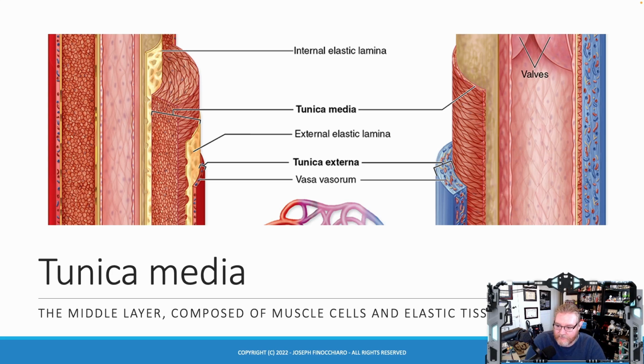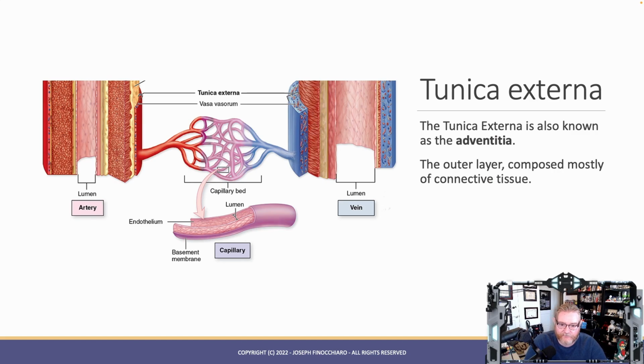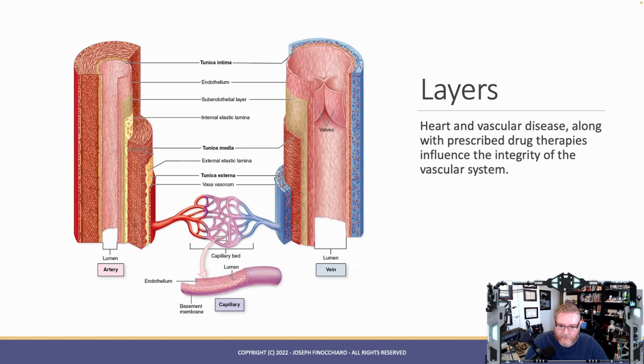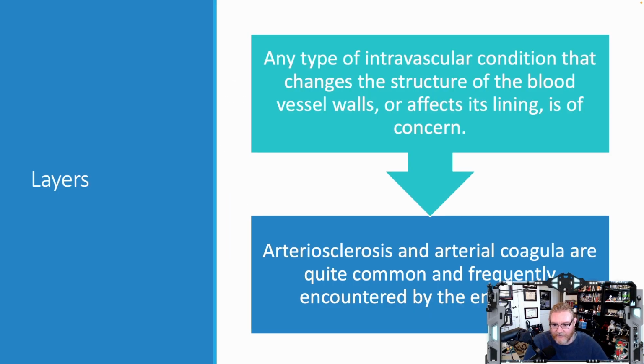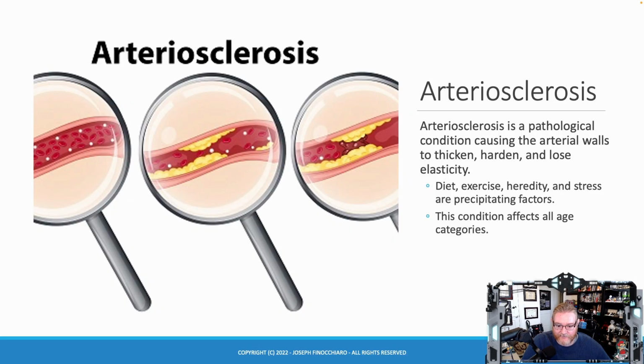The tunica media, the middle layer composed of muscle cells and elastic tissue. And finally, the tunica externa, also known as the adventitia, the outer layer composed mostly of connective tissue. Heart and vascular disease, along with prescribed drug therapies, influence the integrity of the vascular system. Any type of intravascular condition that changes the structure of the blood vessel walls or affects its lining is of concern. Arterial sclerosis and arterial coagula are quite common and frequently encountered by the embalmer.